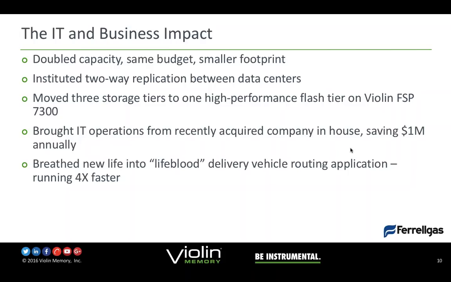We moved from the three-tier storage of flash, Fibre Channel, and SATA into the single high-performance flash tier on the Violin FSP. That really contributes heavily to our ability to manage it well. Instead of cherry-picking high-use data tables and applications and sorting out which ones get the premier storage and the fastest response, we're able to put everything in one high performance category so that all of our applications are receiving the benefits of the high performance storage that we now have.